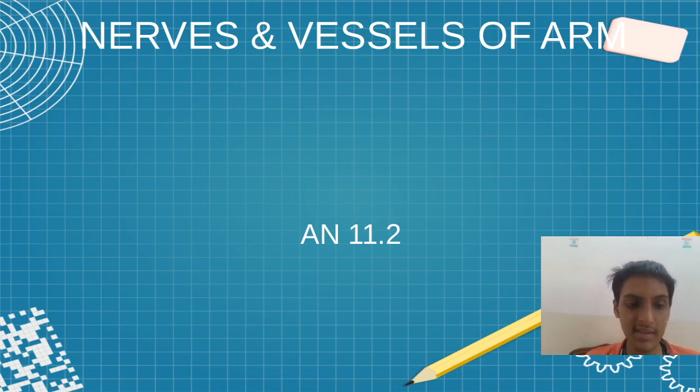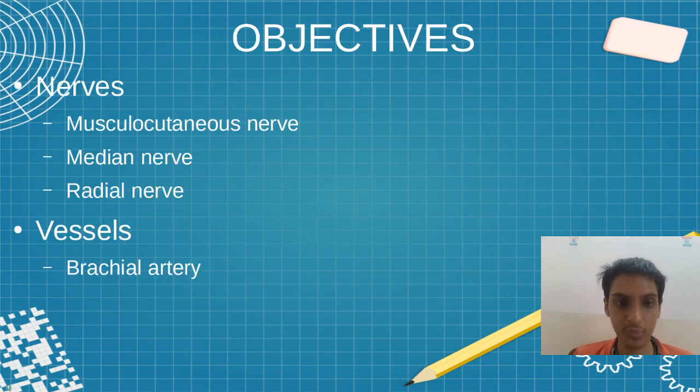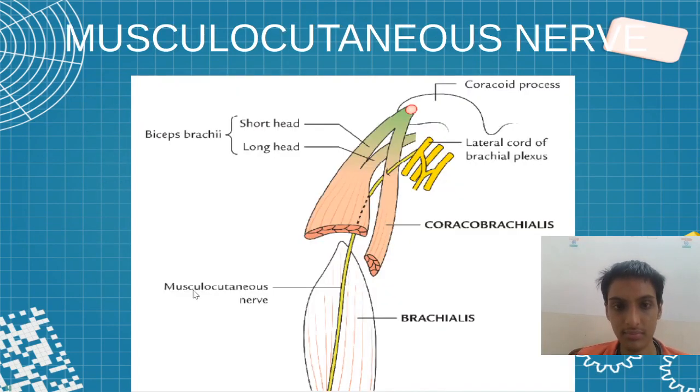Hello friends, in this video we will talk about nerves and vessels of the arm. We'll talk about the nerves, as in musculocutaneous, median and radial nerve. Also ulnar nerve we will discuss, and in the vessels only brachial artery.